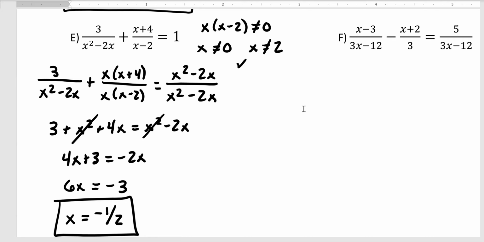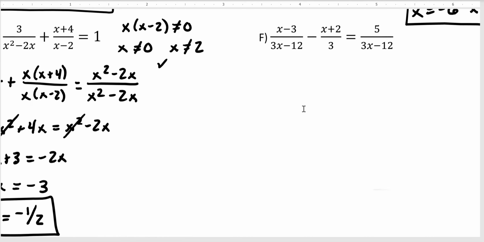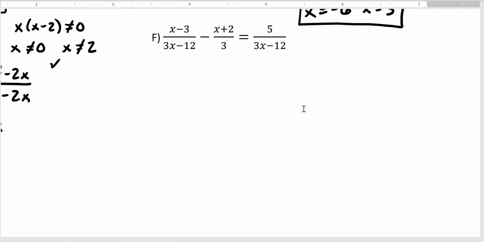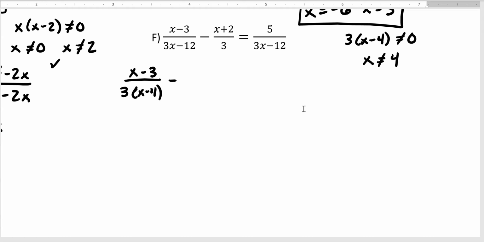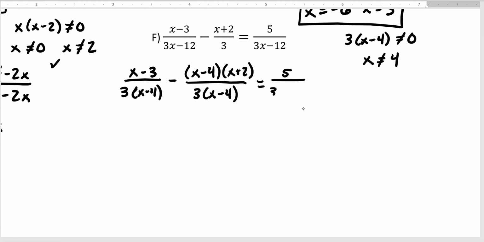Well done. All right, last one, letter F. Let's check it out here. 3x minus 12. Well, that's 3 times x minus 4 would be my common denominator. So that just tells me that x cannot be 4. Okay, so I need to multiply this fraction here by x minus 4, don't I? This middle fraction. And then equals 5 over 3 times x minus 4.